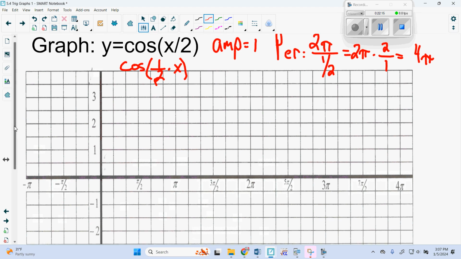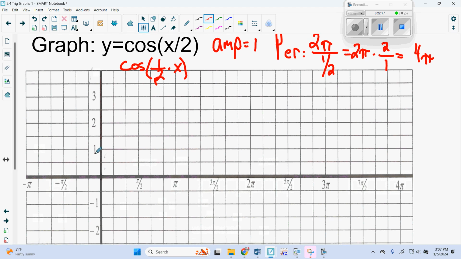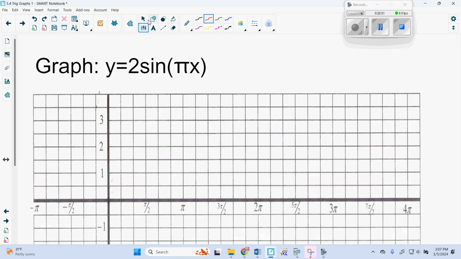So how do we graph that? Well, cosine normally starts at 1, so it still starts at 1. Normally it ends at 2 pi. Now it ends all the way at 4 pi. In the middle, it's at -1. In the middle of the first half, it's at 0. Middle of the second half, it's at 0. And here is our graph, if I can get this to draw somewhat like that. All right, let's look at one more.